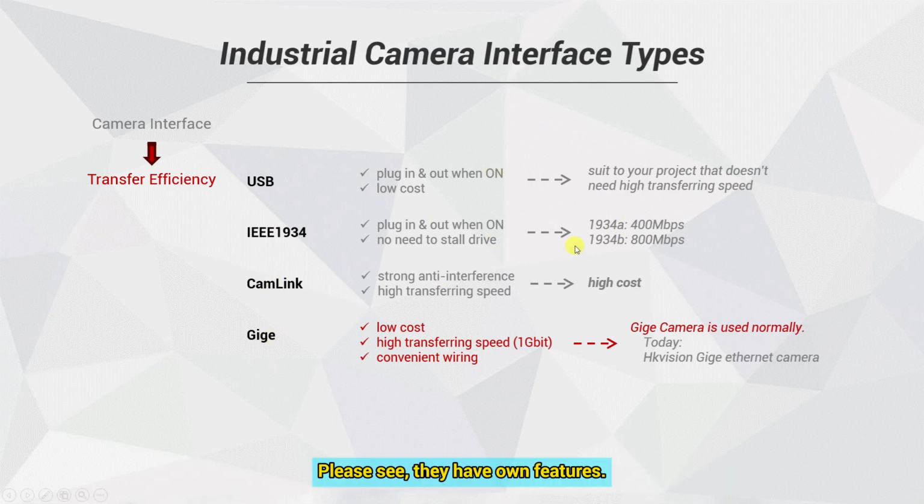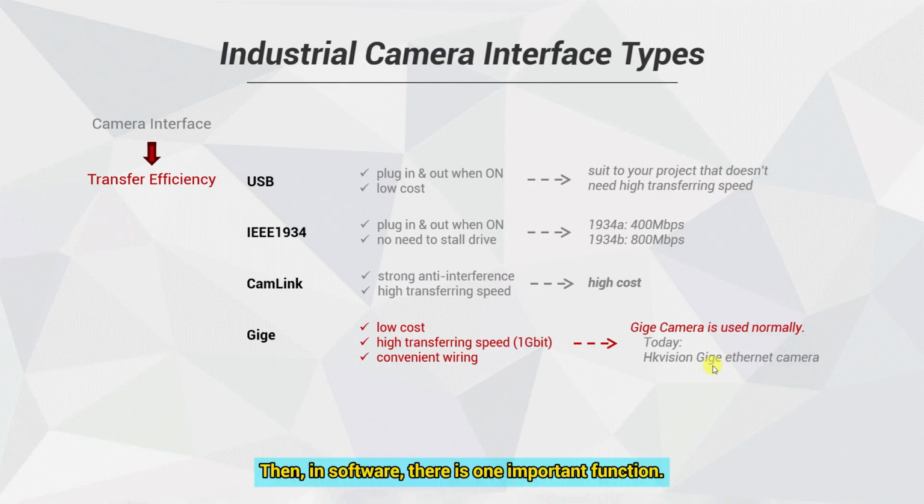Please see, they have their own features. Generally, GigE Ethernet cameras are used, because they are low cost, high speed, and convenient for wiring. And today, we also choose a Vision GigE Ethernet camera. After choosing a suitable camera, how to wire the camera and controller will be introduced in Part 2.